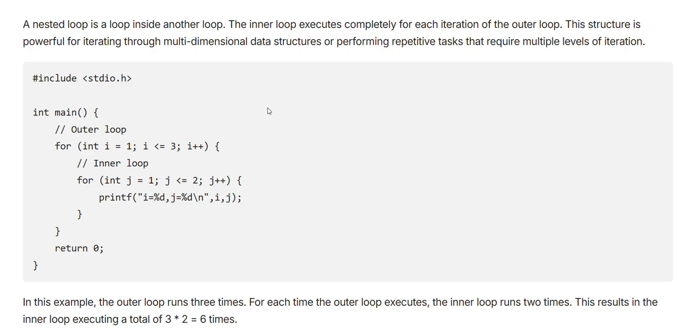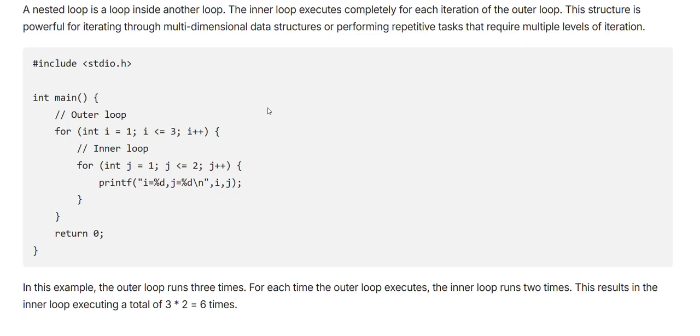Nested loops can significantly increase computation time. If an outer loop runs m times and an inner loop runs n times, the inner loop's body executes m into n times. Just like in this code, the outer loop is running 3 times and the inner loop is running 2 times. So, the total execution will be 3 into 2, 6 times. The inner loop completes all its iterations for every single iteration of the outer loop. Control passes back to the outer loop only after the inner loop finishes.